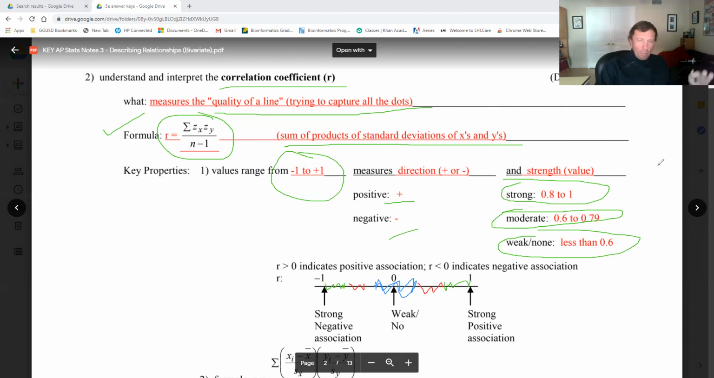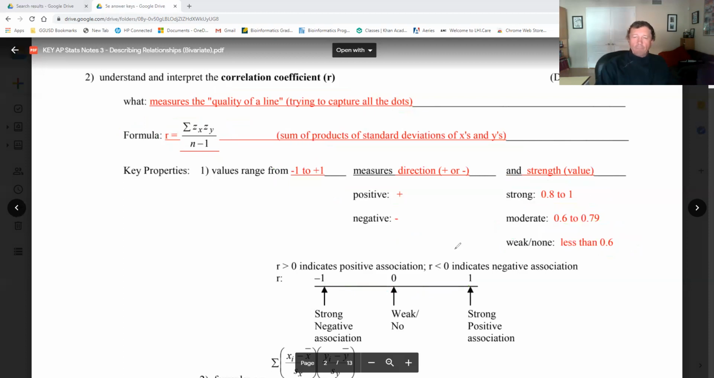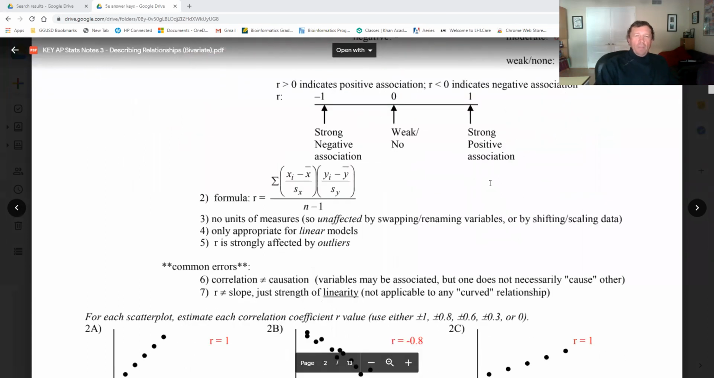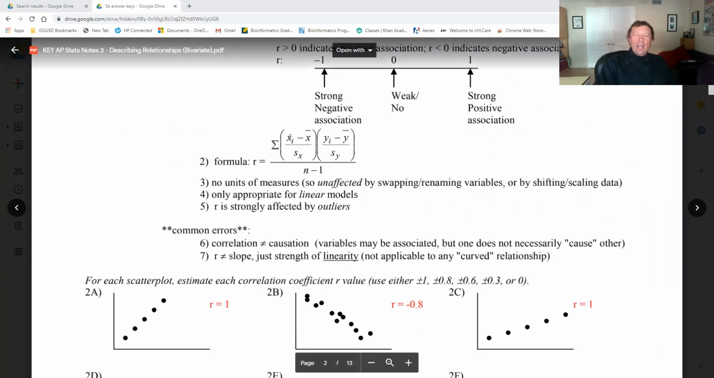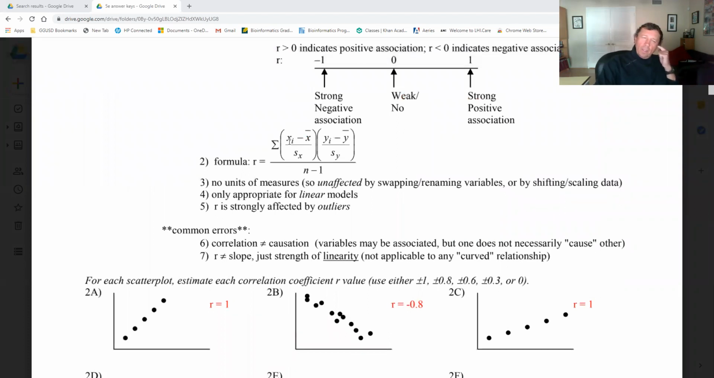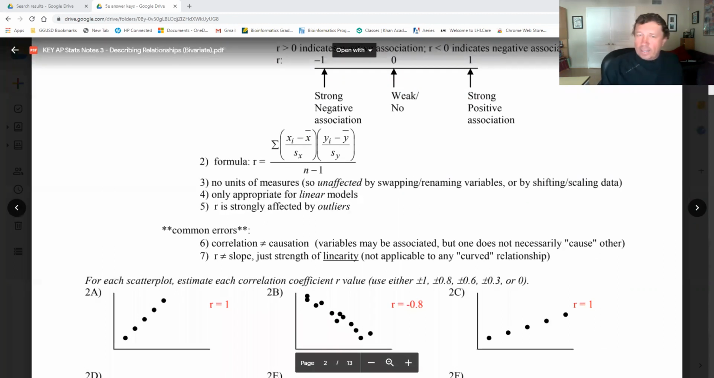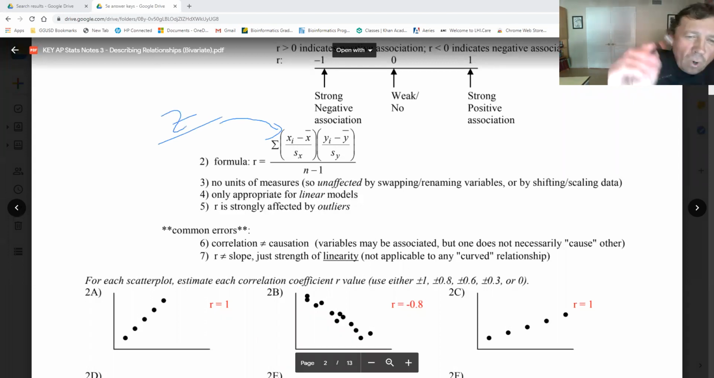There's perfect negative and perfect positive, so I kind of put that on a continuum. And this formula is crazy. Look at this. You're going to take every individual x minus the mean of the x's, divided by the standard deviation. If you think about it, isn't that the definition of a z-score? Do you remember that from chapter 2? X minus mean divided by standard deviation.